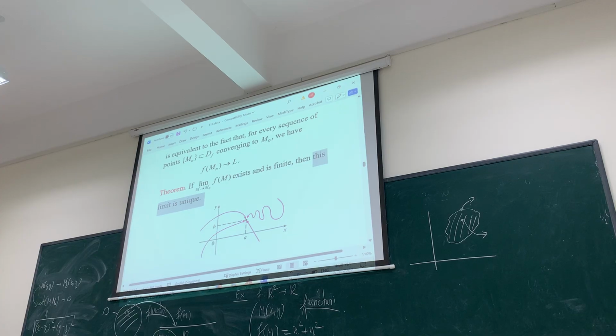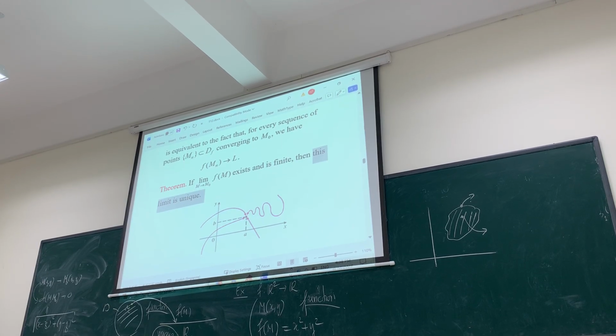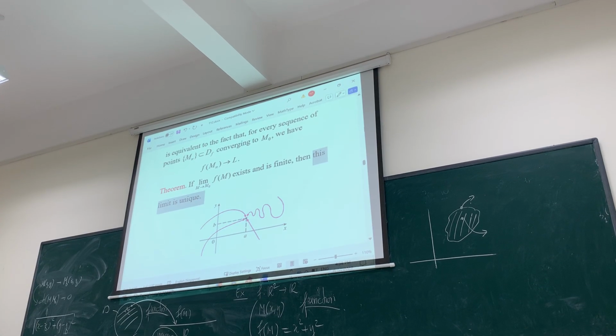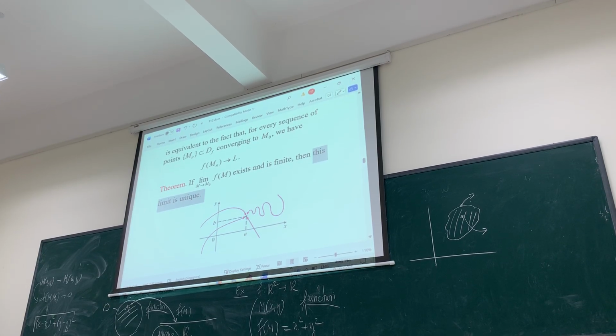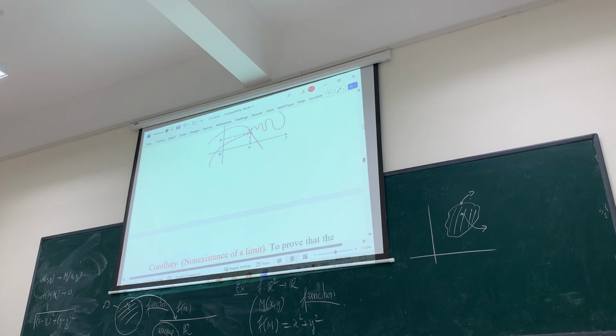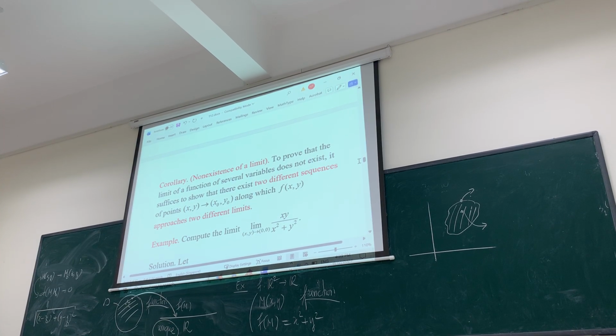Okay, based on the property of single variable functions, we can prove that the function f has no limit if we see two ways m tends to n0 along which the value of function f tends to different limits. Okay, similar to the property of single variable functions. You got it? Okay.